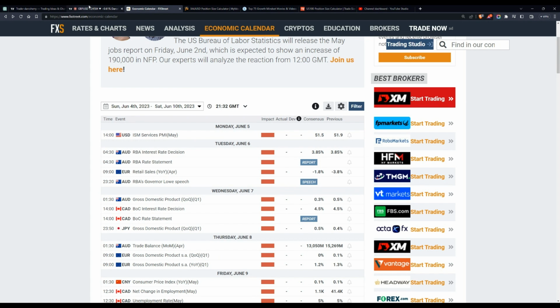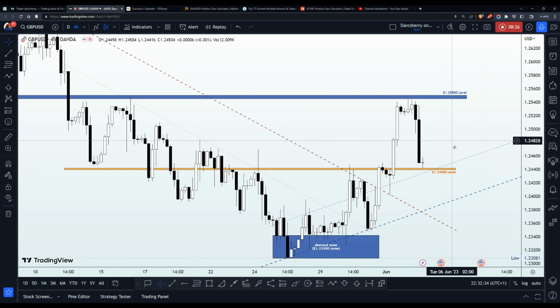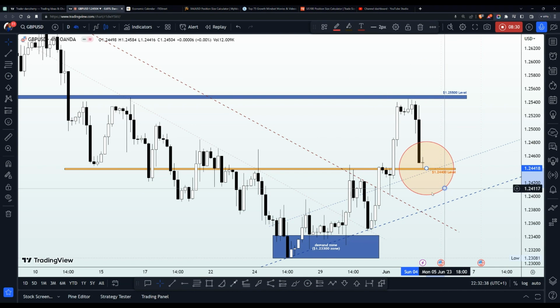So we are going to be taking that into consideration on Monday while we monitor how price action will be reacting to the 1.2440 level, after which we are going to be making a well-informed decision at the beginning of the week.